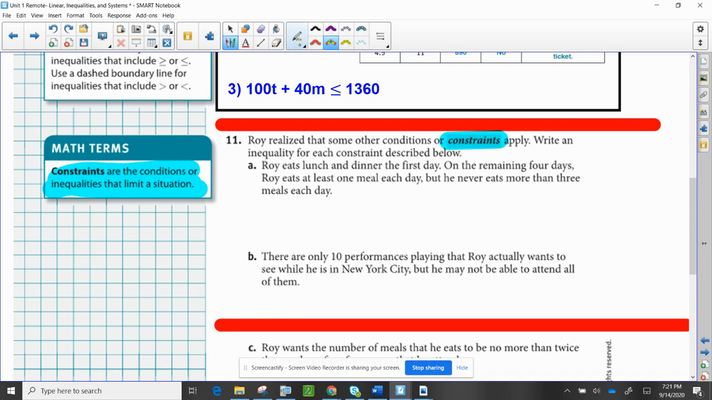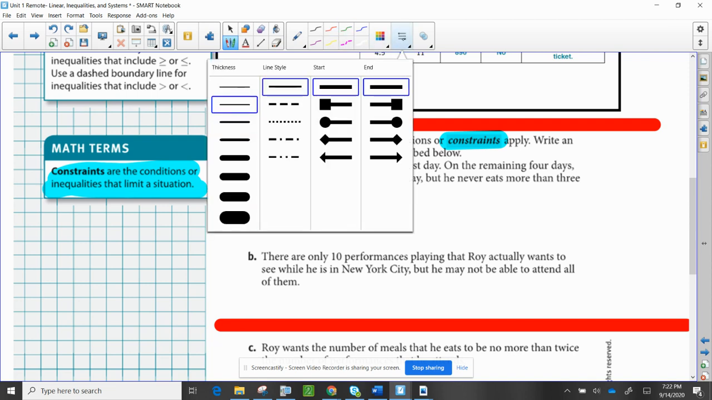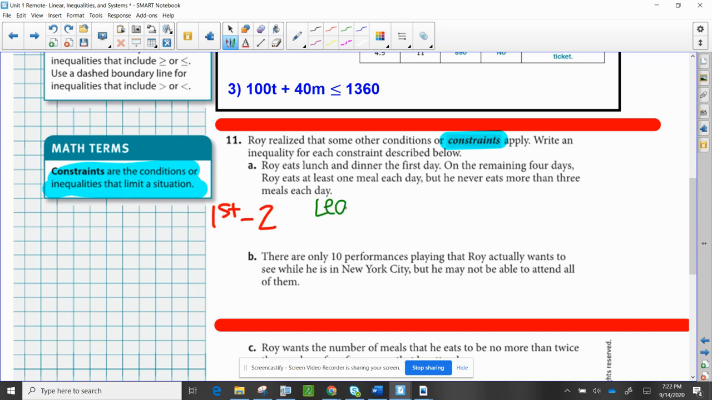So let's break it down just a little bit here. So let's talk about the first day, and how many meals he eats. So on the first day, it says he eats lunch and dinner. So we're going to count that as 2 meals. Okay. And then we have the least amount of meals he's going to have and the most amount of meals he's going to have. So let's look at that too.